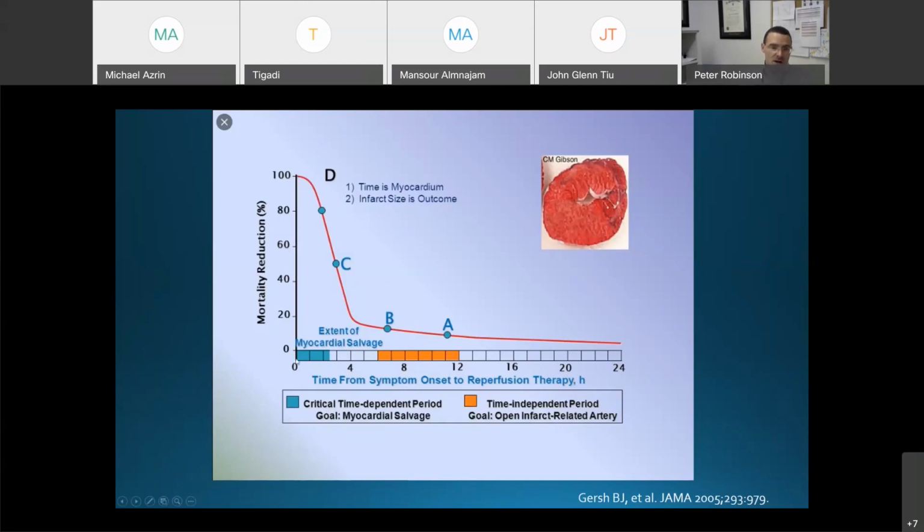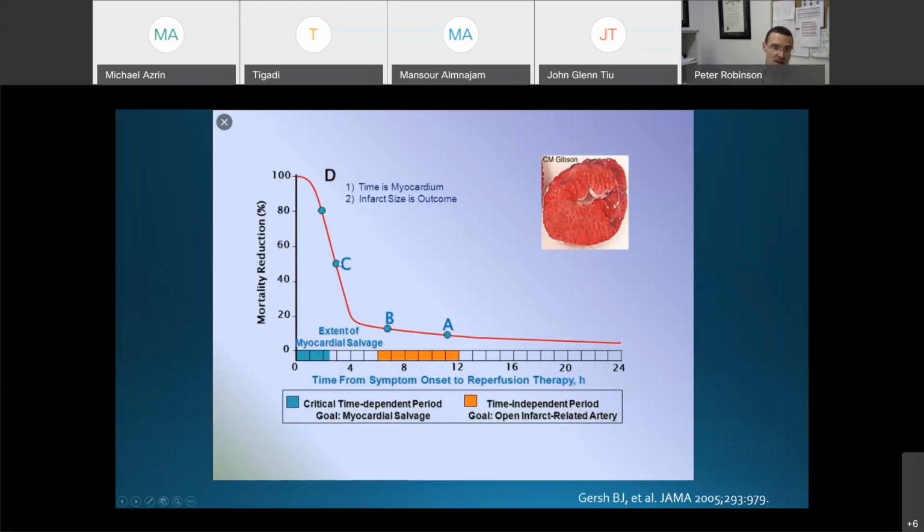So we talk about the golden hour. This is time on the bottom, and this is your mortality reduction from reperfusion therapy. You can see how within the first few hours, there's a marked reduction in mortality from reperfusion therapy. In fact, in the first hour, there's really almost no increase in mortality that can be seen if you can get that artery open as soon as possible. And this is why time is so important.